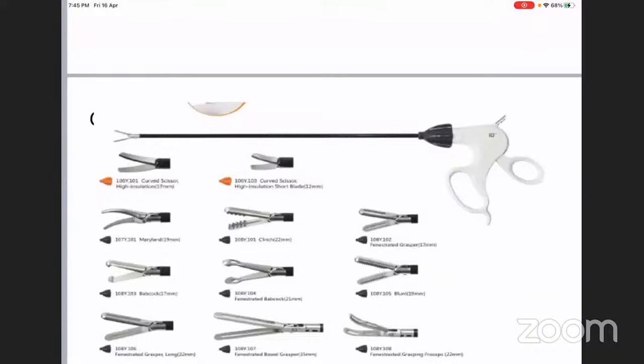Okay, so the long black thing that you see is a Teflon coated sheath. The sheath provides insulation. Inside the sheath you have a metallic stem of the instrument. That stem is insulated from the rest of the instrument and the abdominal cavity by means of a Teflon coated sheath. So this sheath has to be complete.